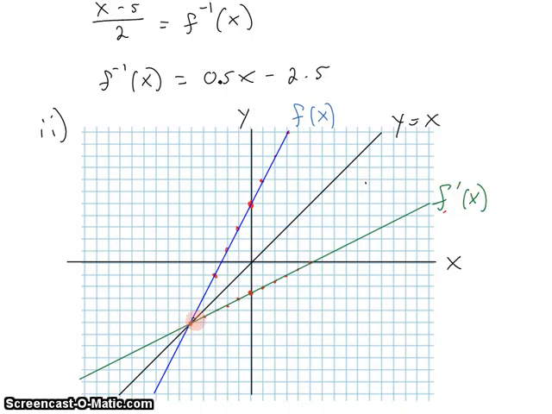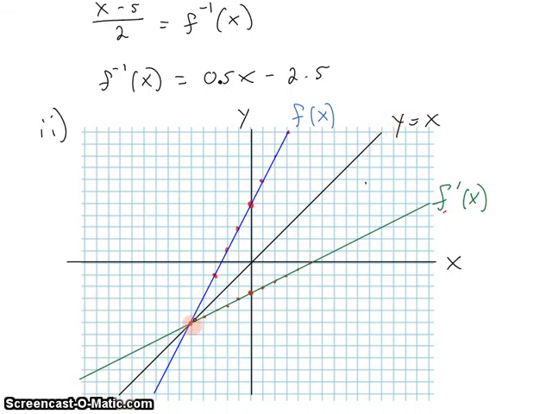Now, how did I know they should all intersect at the same point? Because for a function to be the inverse of another function, it needs to be the reflection of the function across the line y equals x. That's just all about what an inverse of a function is.